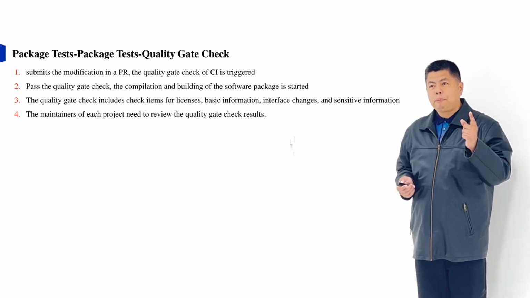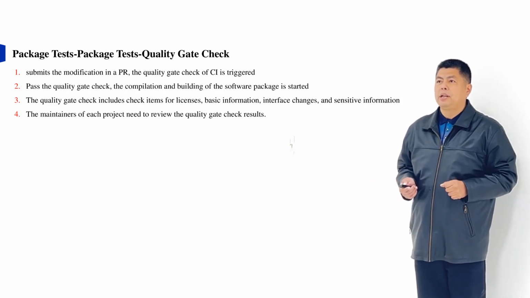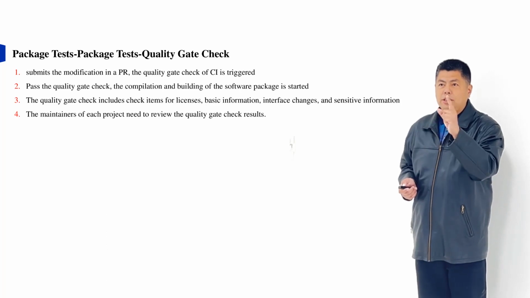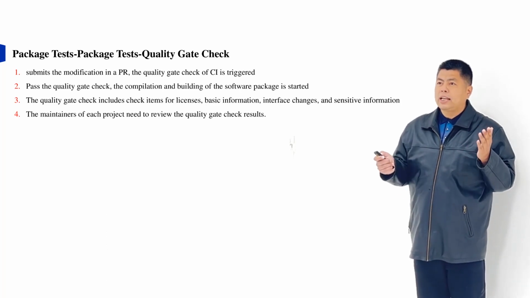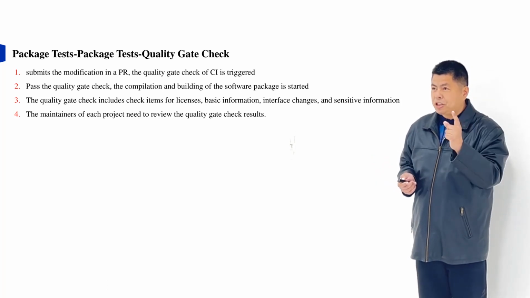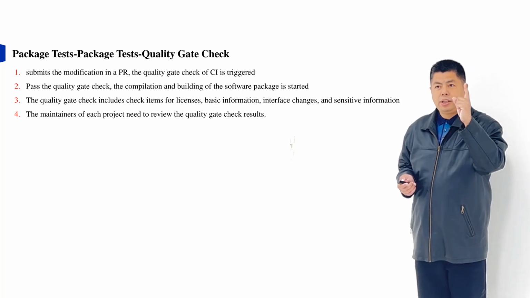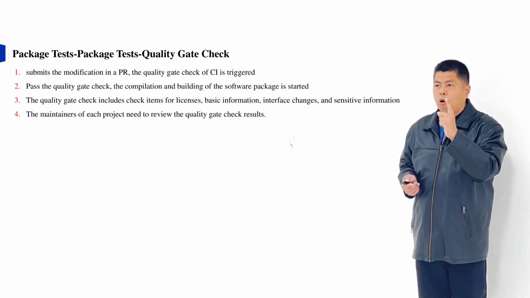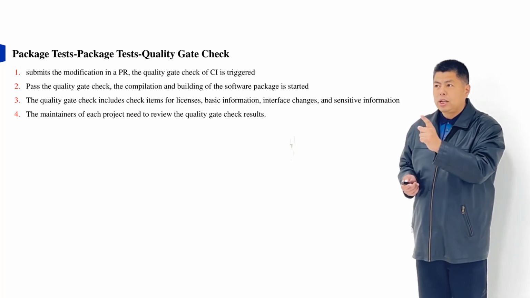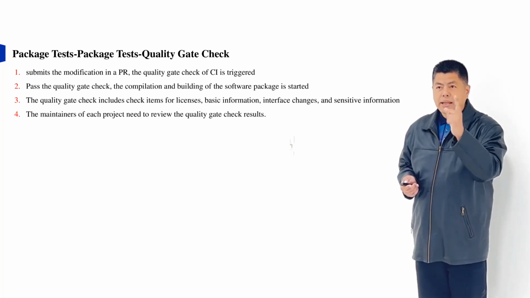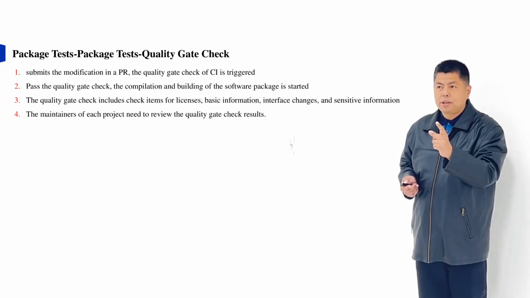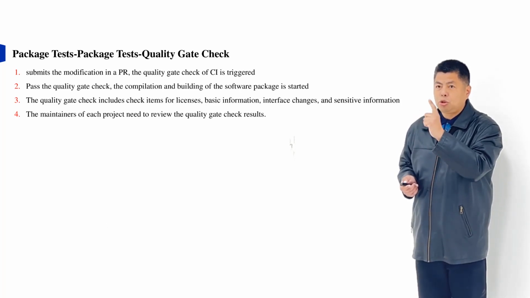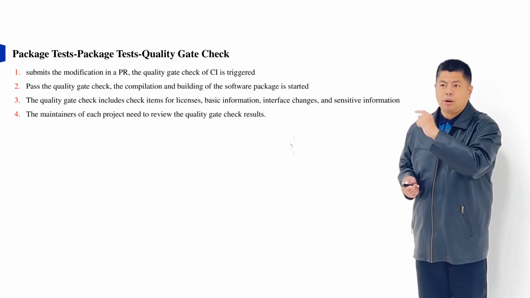When a developer submits a modification to a software package in a PR, the quality gate check of the continuous integration project is triggered. After the quality gate check is passed, the compilation and building of the software package is started. Currently, the quality gate check planned by the openEuler RISC-V community includes check items for licenses, basic information, interface changes, and sensitive information. The maintainers of each project need to review the quality gate check results.